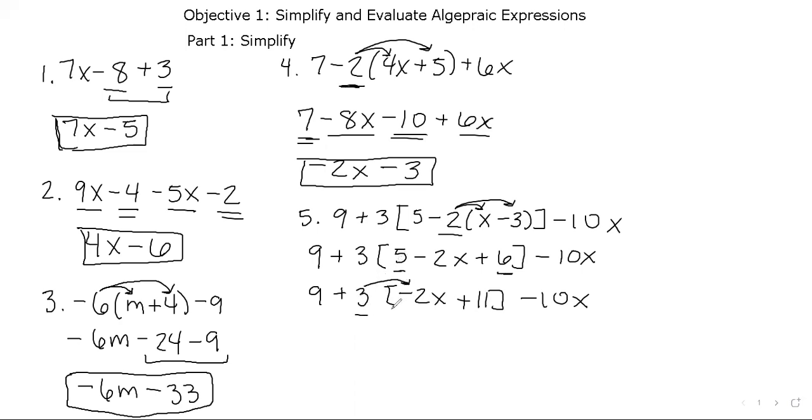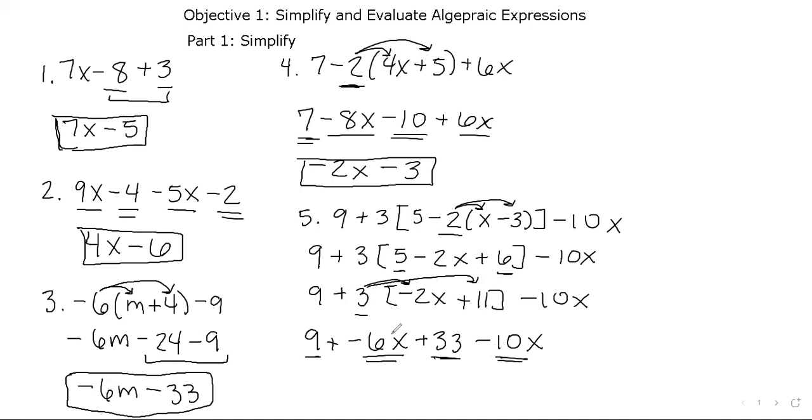So 3 times negative 2x is going to be negative 6x. And 3 times 11 is going to be 33. We want to bring down that minus 10x, okay? Now, we have everything laid out, so again, we need to combine like terms. This 9 and the 33 will be combined, and the negative 6x and the negative 10x will be combined, okay?